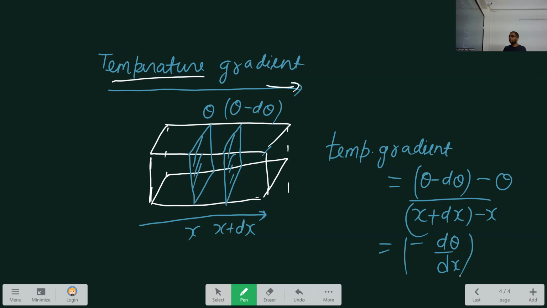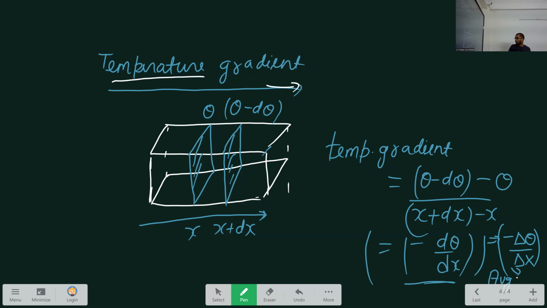So this is our temperature gradient, a very important term. Now for the average value you can also write minus delta theta by delta x. This is for our average value.